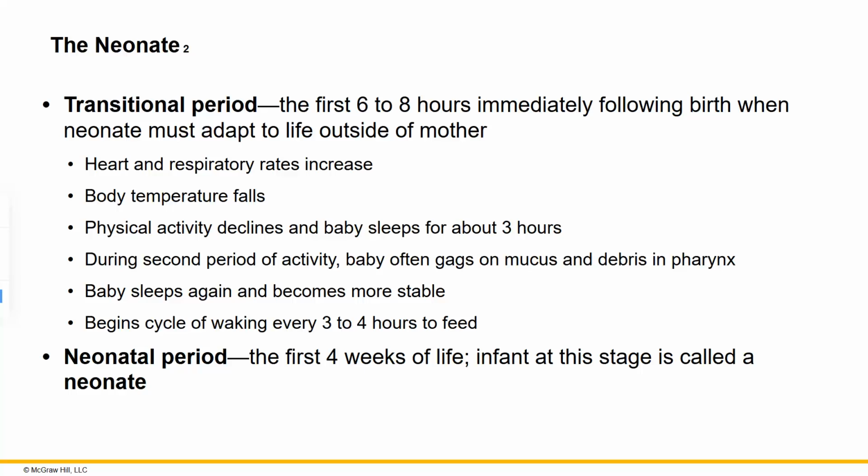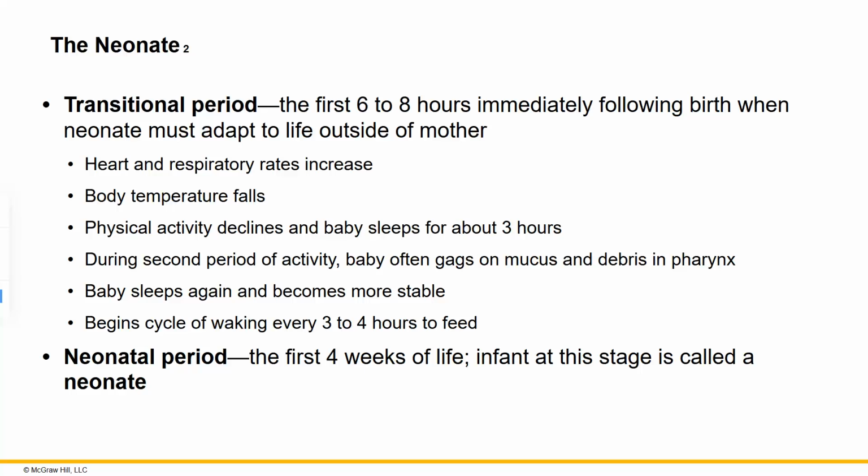The transitional period is the first 6 to 8 hours immediately following birth, when the neonate must adapt to life outside the mother. Heart and respiratory rates increase, body temperature falls, physical activity declines, and the baby sleeps for about 3 hours. During the second period of activity, the baby often gags on mucus and debris in the pharynx. The baby sleeps again and becomes more stable, and begins a cycle of waking every 3 to 4 hours to feed.